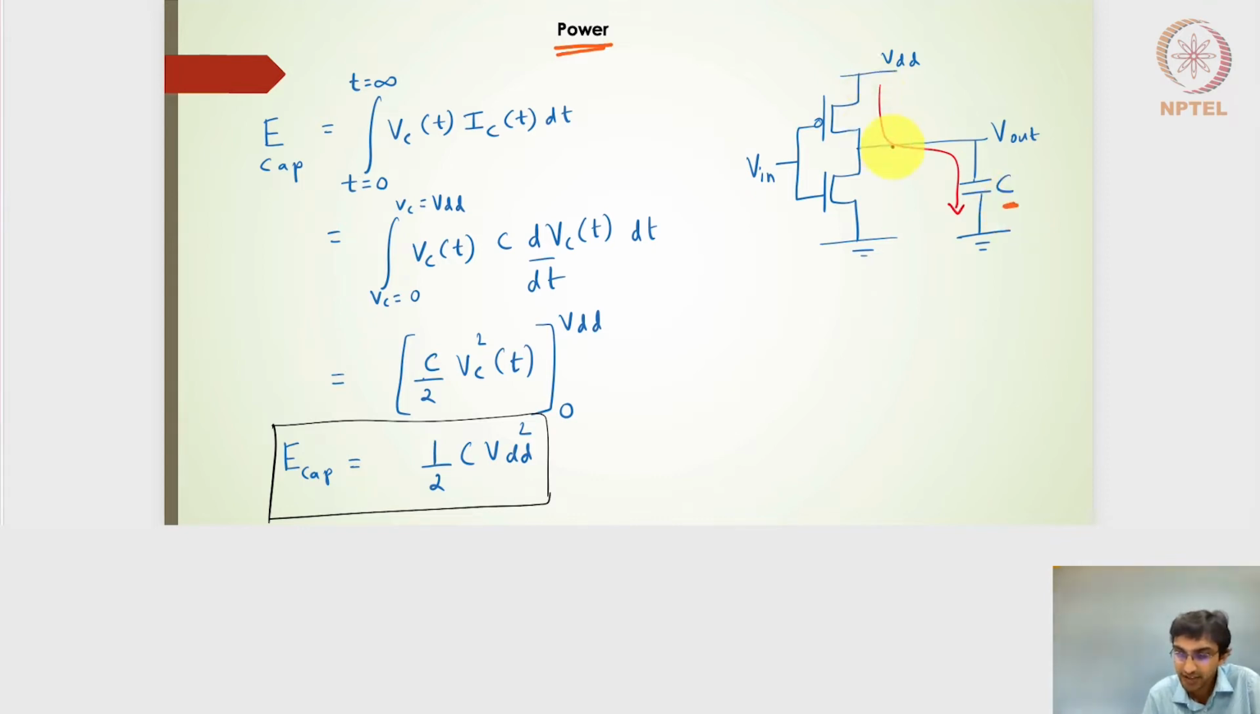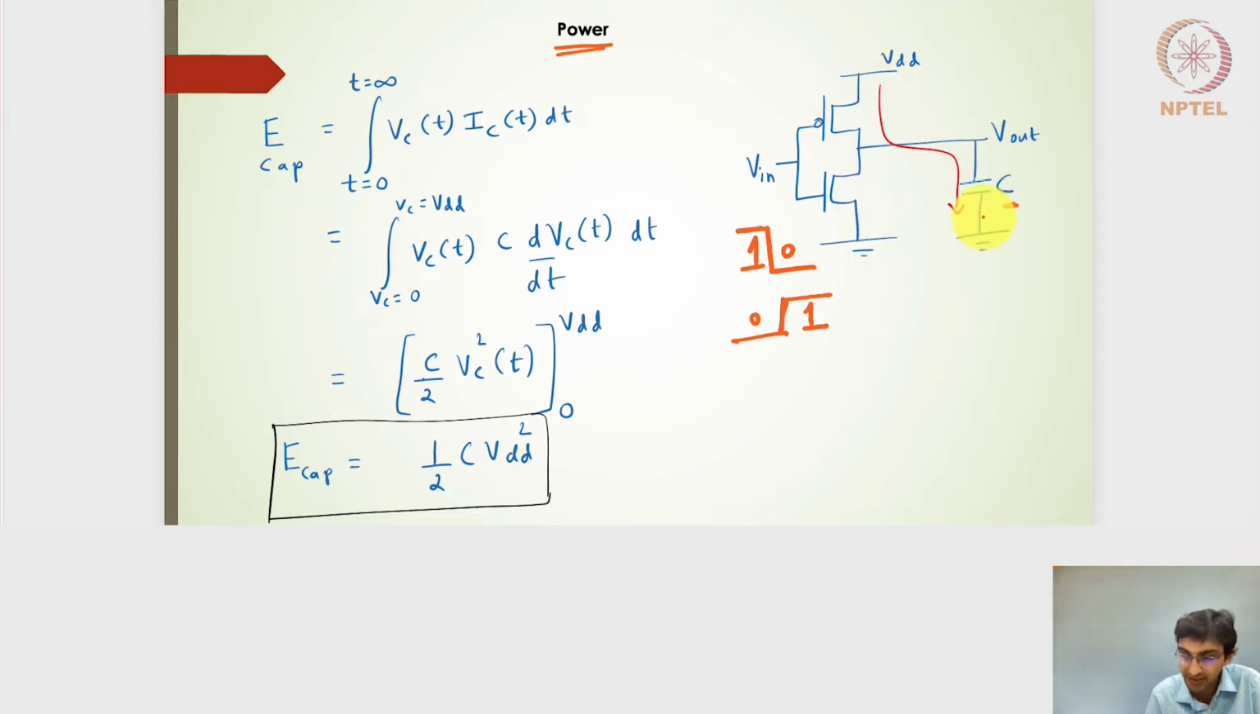I've drawn an arrow showing that the capacitor is charging through the PMOS transistor, and the NMOS will be off, considering the input is a step input. So with the input going 1 to 0, I will have the PMOS on and the NMOS off. If the input goes 0 to 1, I will have the NMOS on and the PMOS off, and then the capacitor will be discharging.